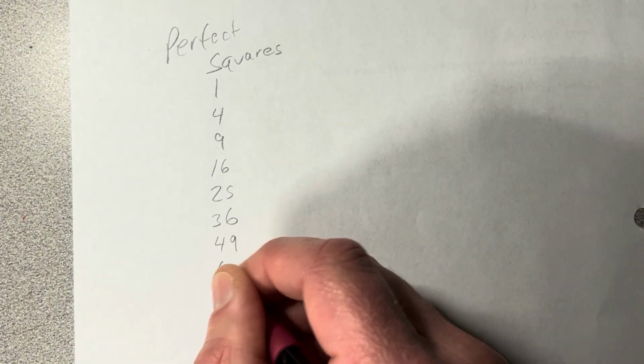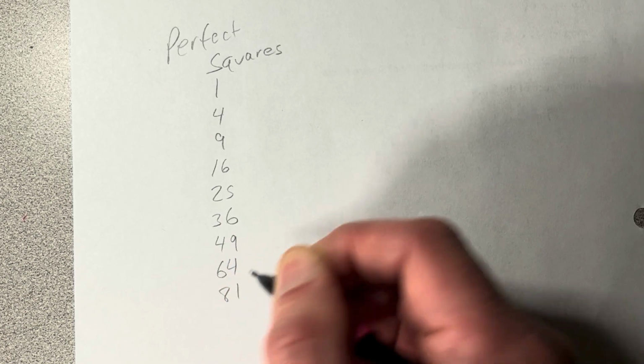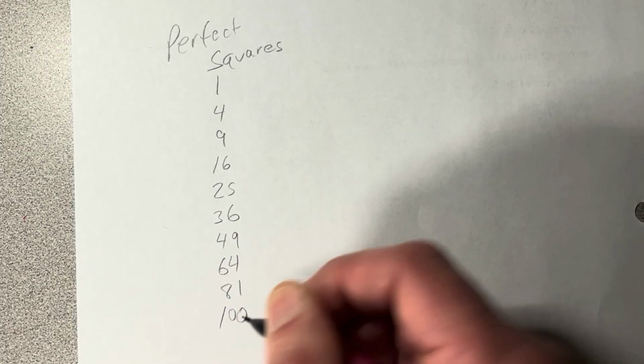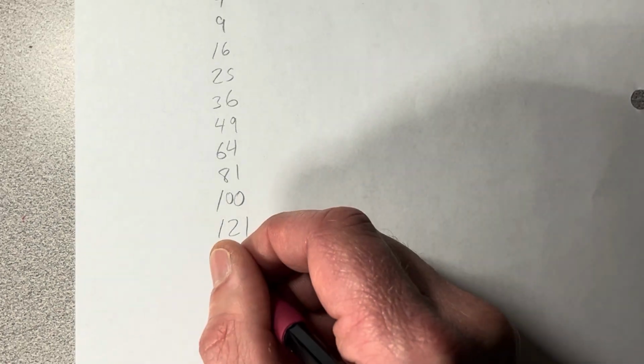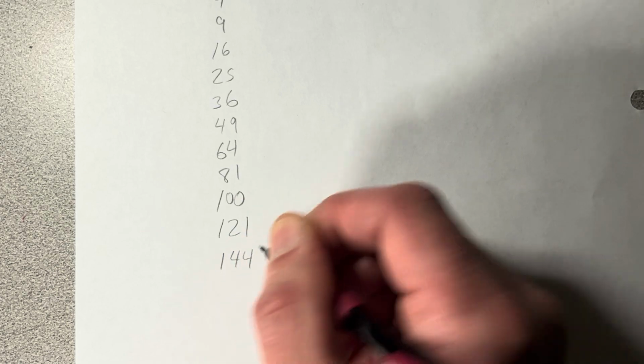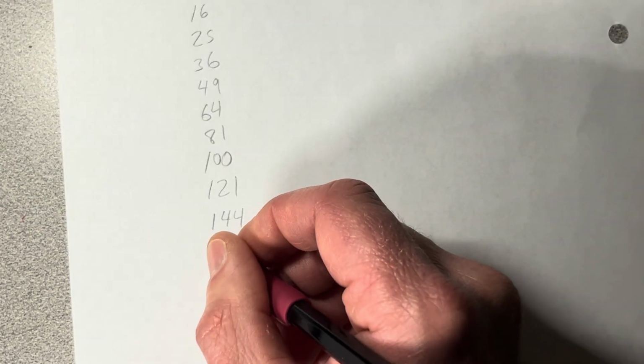You're going to have 49. You're going to have 64. You're going to have 81. 10 times 10 is 100. 11 times 11 is 121, excuse me. 12 times 12 is 144. And we'll stop at 13 times 13 is 169.